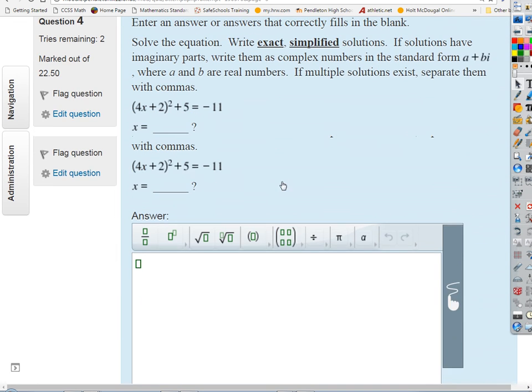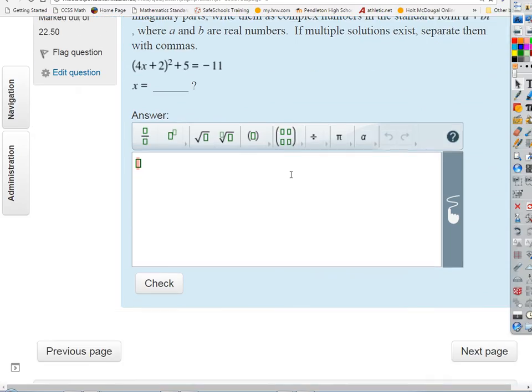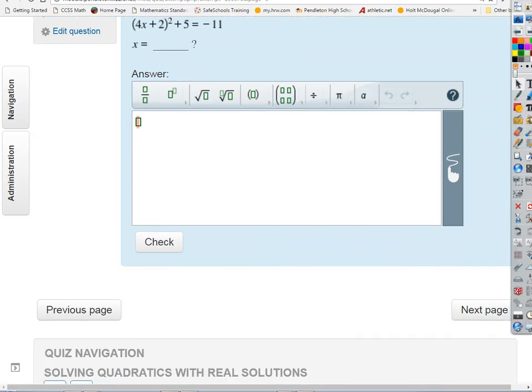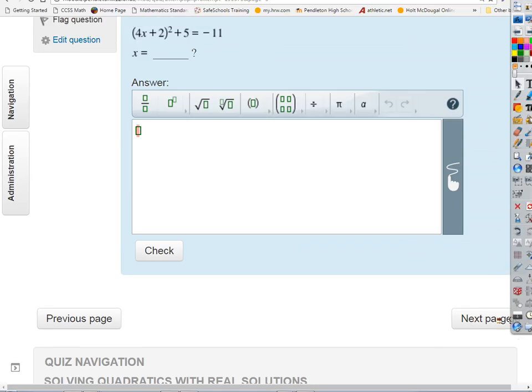Let's do one of these. All right, so what about this guy? Now, working backwards through order of operations, from the bottom up, we're going to add or subtract first. So first thing we'll do is subtract 5 from both sides. And so that's going to give us the quantity 4x plus 2 squared equals negative 16.